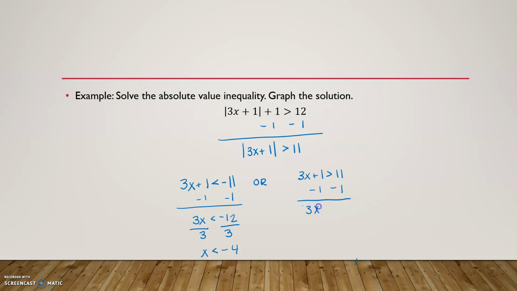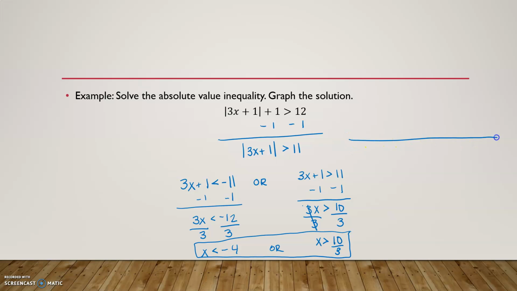And then we have 3x is greater than 10. Divide both sides by 3. Those cancel and we get x is greater than 10 thirds. Now we were asked to also graph the solution. There is an or in the middle, and so my final answer would look like this. Writing that or in the middle is essential. And then I'm going to graph my solution.